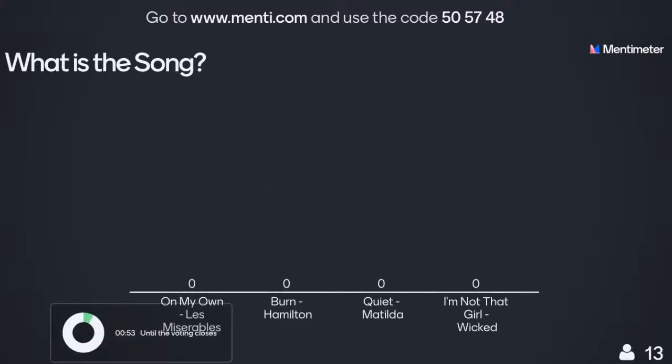Okay, so these options are, I'm sorry, me and Reese were both waiting to read them out there. On My Own from Les Miserables, Burn from Hamilton, Quiet from Matilda the Musical, or I'm Not That Girl from Wicked. So do we want to hear it one more time? Let's hear that again, yeah.